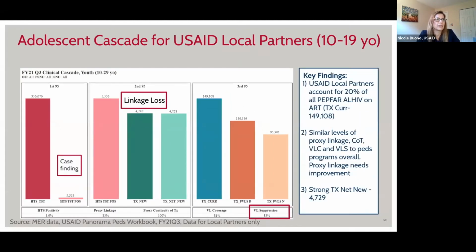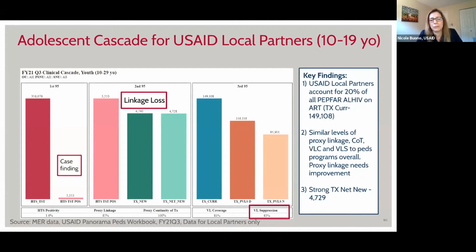Moving to adolescents, that's 10 to 19-year-olds. Local partners account for about 20% of all adolescents, with a TX-CUR of almost 150,000. Proxy linkage is lower for adolescents at 85% compared to the under 15-year-olds, and it's slightly higher than for the overall program at 82%. So local partners, we're doing better in this area, but still room for improvement. While linkage is low, the TX net new was also positive this quarter, so that's encouraging.